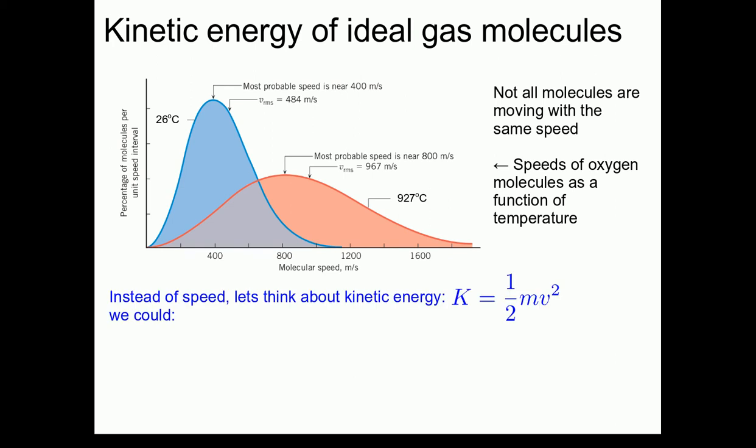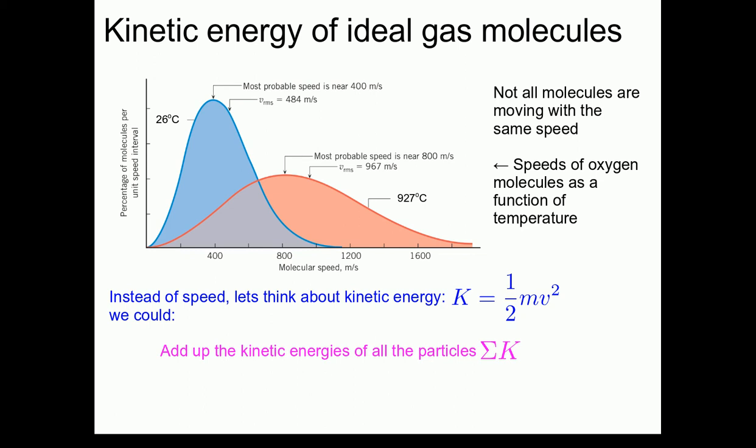Now, this is physics, so instead of speed, let's think about kinetic energy, where the kinetic energy of a single molecule is still 1/2 mv squared, where m is the mass of the molecule, and v is its speed. Now we could characterize the gas in a couple of different ways. One, we could just add up the kinetic energy of all the molecules in the gas. Just add them all up. This seems like a daunting prospect for many gases because of the number of particles, but we'll see that this has an interesting idea later.